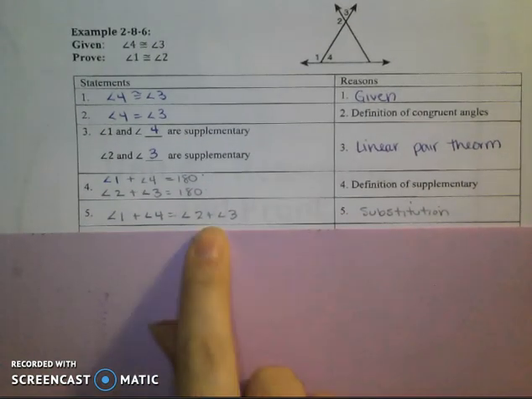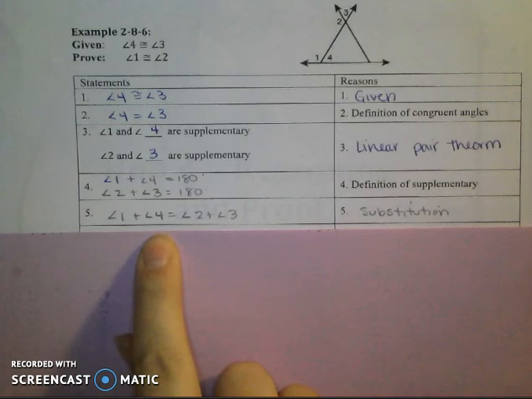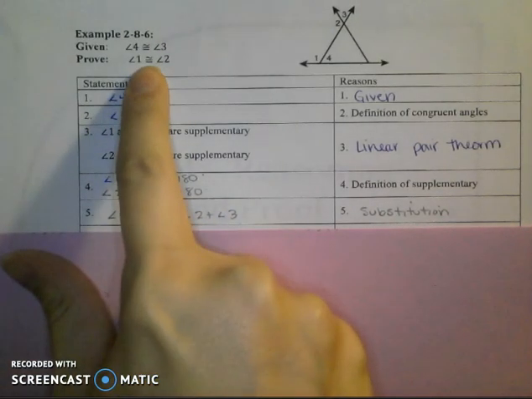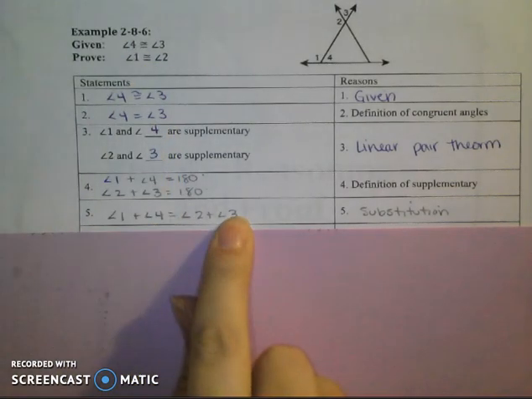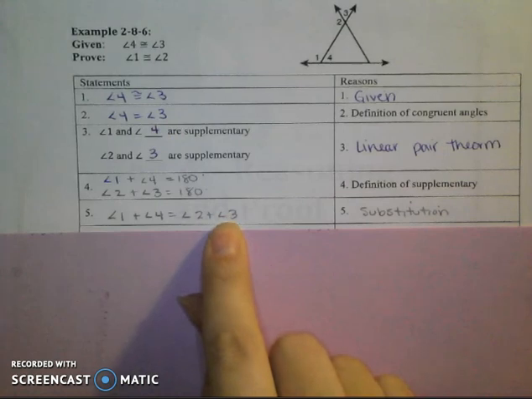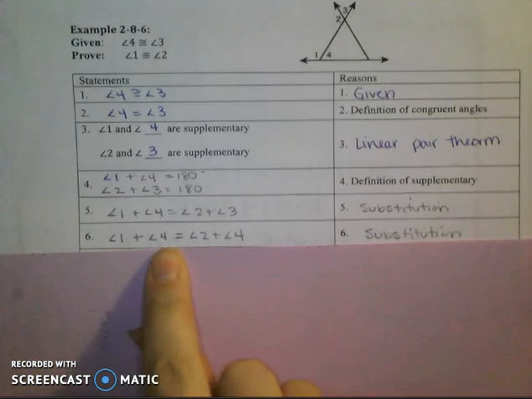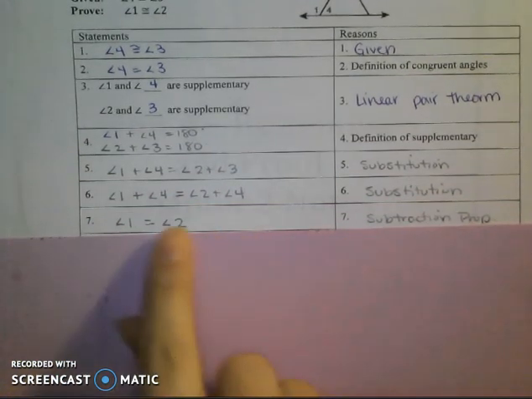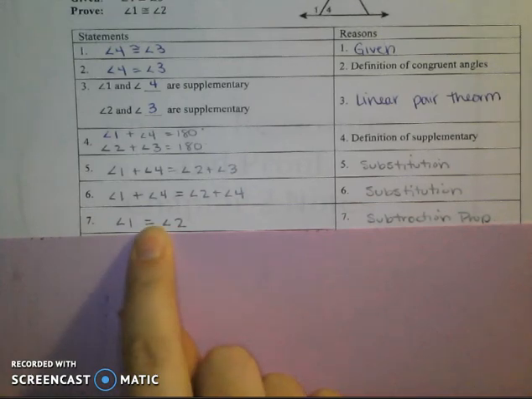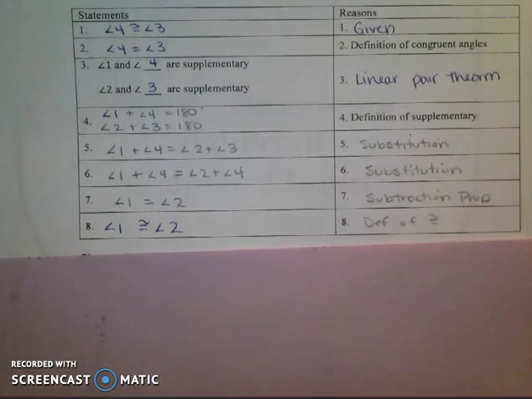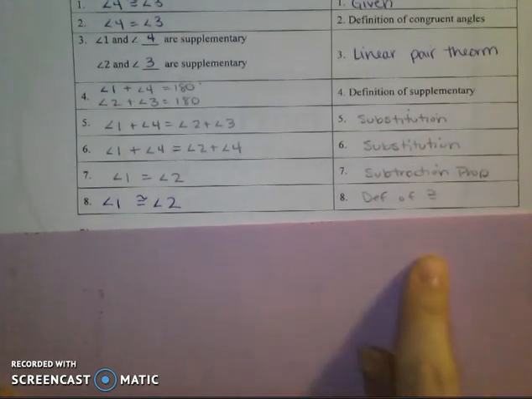Now we want to get rid of this and this to get 1 and 2, because that's our goal. Well, we know that 3 and 4 are equal, so we could replace angle 3 with a 4 by substitution. Now they have the same thing on both sides, which we can then get rid of with subtraction. So 1 is equal to 2, and we could change that into congruence by the definition of congruent angles in this case, or just the definition of congruence.